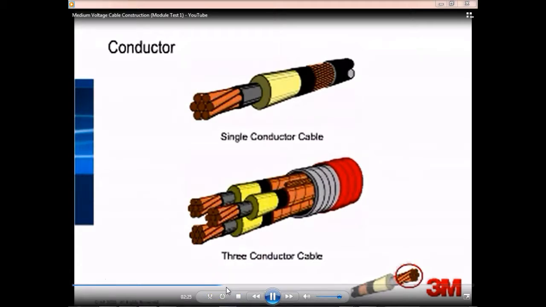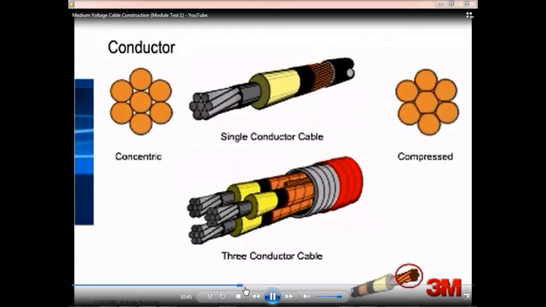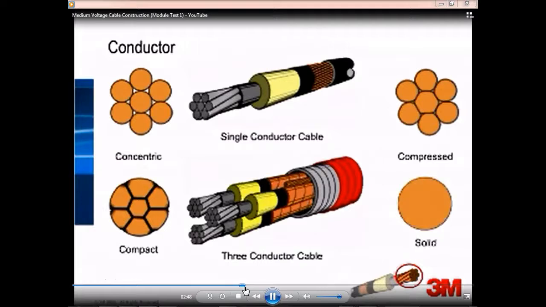The conductor is the heart of the cable, as this is the portion of the cable whose sole purpose is to carry current. Now notice on this one they actually added an armor coat, right? And then down below that is basically the same. Strands that make up the conductor can be made of either copper or aluminum. Copper is generally used for industrial applications, whereas aluminum is generally used for utility applications. Conductor configurations are concentric, compressed, compact, or solid.